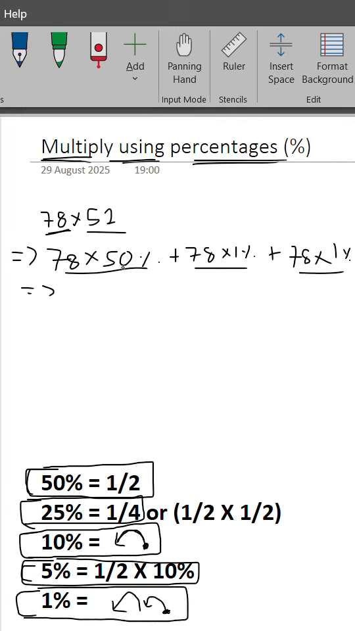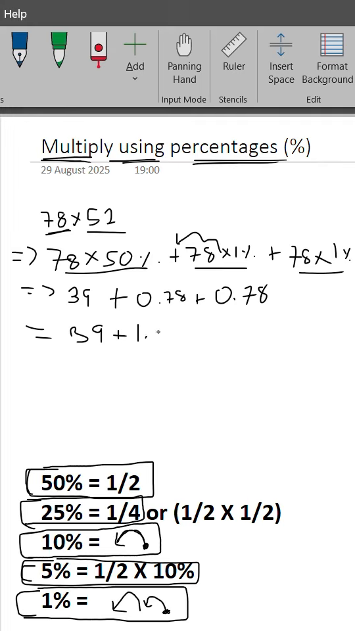Using this logic, 78, 50% will be half of 78. So 39 plus 1% of 78. Shift the decimal places 2 times over here. So you'll get 0.78 plus 0.78. So you have 39 plus 1.56. And finally, you have 40.56. So is this your final answer?